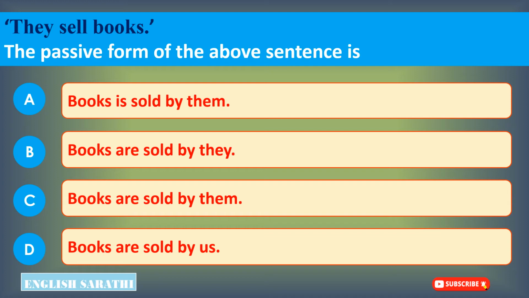Option C. Books are sold by them. Option D. Books are sold by us. The correct answer is option C. Books are sold by them. Sell changes into are sold in the passive voice.